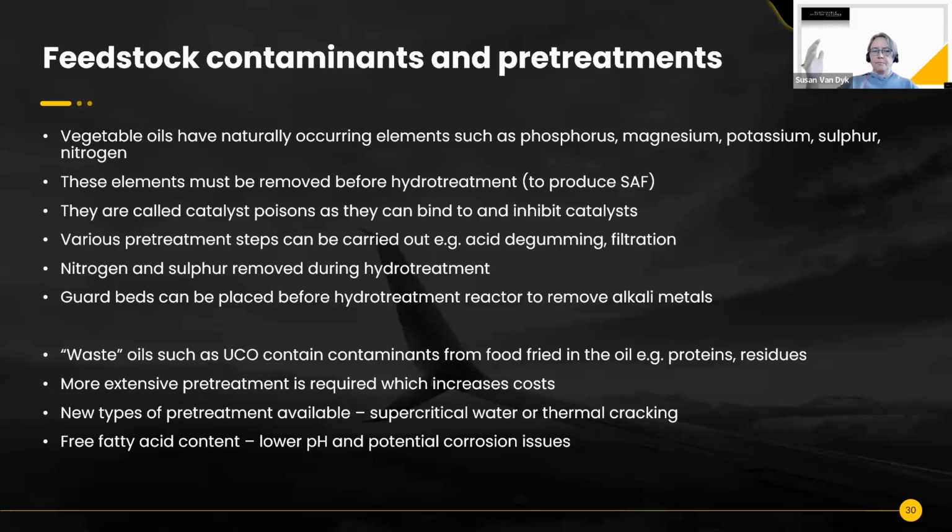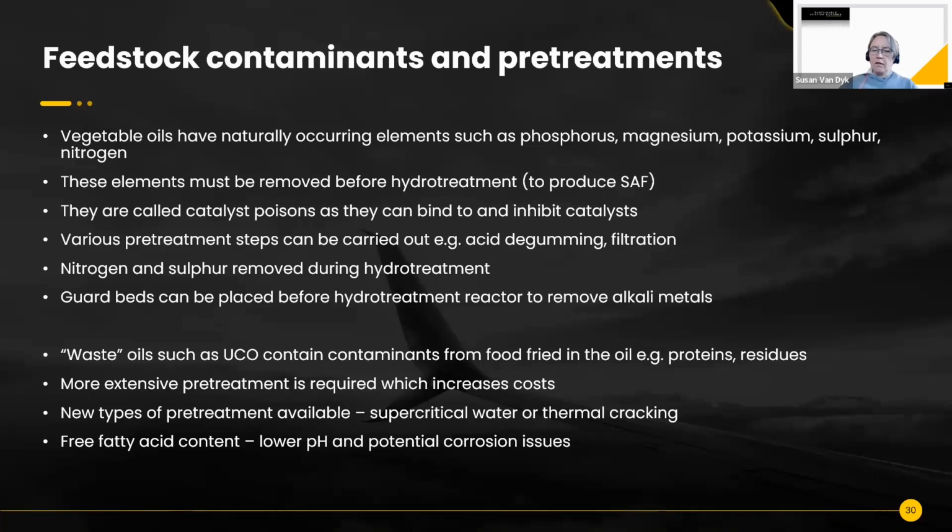But then you have waste oils such as used cooking oil. Of course, you're frying food in that, so you get contaminants such as proteins and residues. You might get solid particles like bits of fried food floating in it. So you need filtration and removal of some of these proteins. Waste oils generally require more pre-treatment than vegetable oils, and that makes it more expensive.